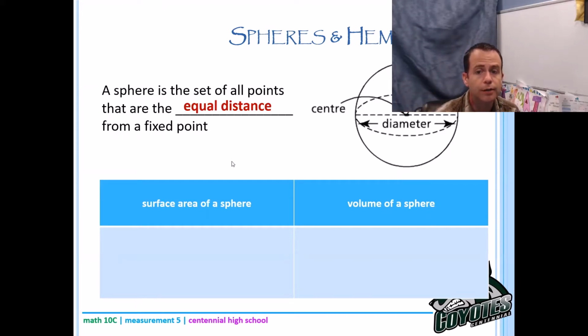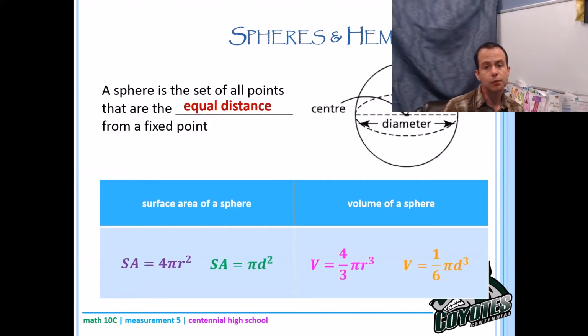Now, there are formulas for the surface area of a sphere and the volume of a sphere. I'm going to show them to you. There are actually two sets, one for when you're dealing with the radius and one for when you're dealing with the diameter, okay? So the surface area is 4 pi r squared if you're talking about the radius, or pi d squared if you're talking about the diameter. And then the volume of the sphere would be 4/3 pi r cubed. And if you're talking about the diameter, you could use 1/6 pi d cubed. They're the same formula, it's just whether you want to deal with the radius or the diameter, okay?